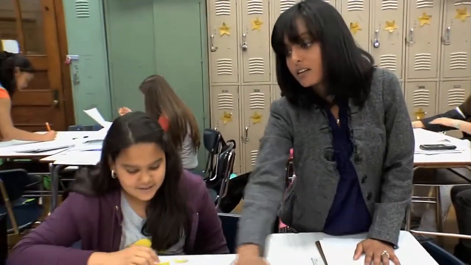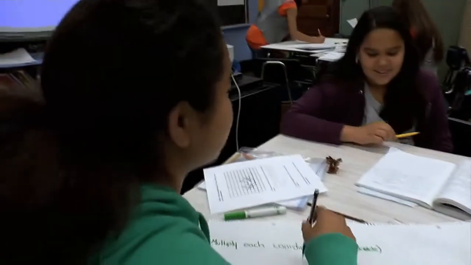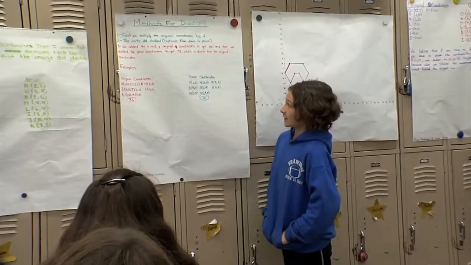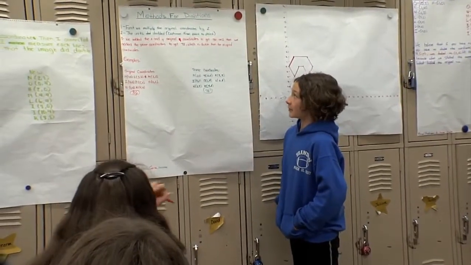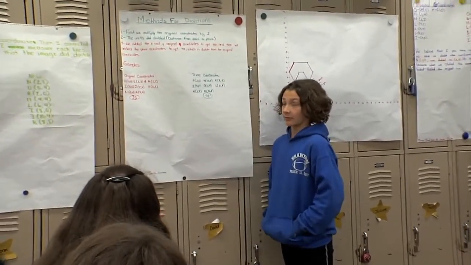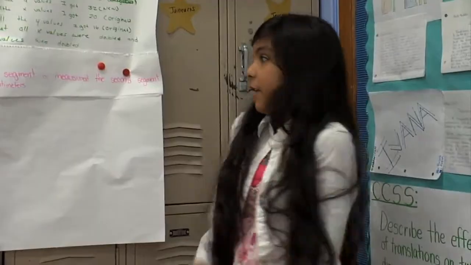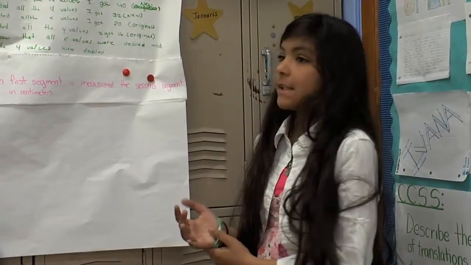Rather than tell the kids exactly what a dilation is, she has them come up with methods to figure it out for themselves. And then we added the prime coordinates to get 72, which was doubled 36, so we knew it did double correctly. I found another way. When each first segment is measured, the second segment is doubled in centimeters.